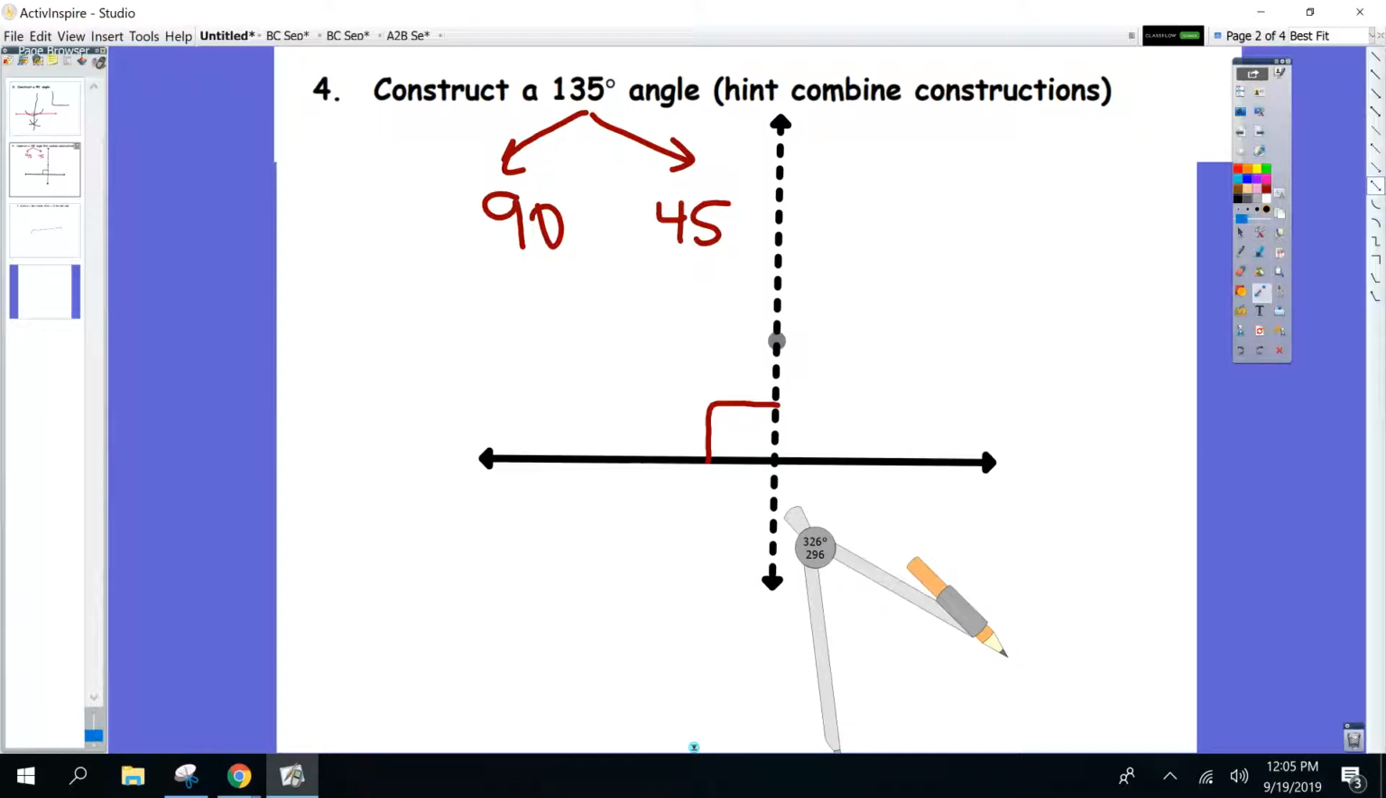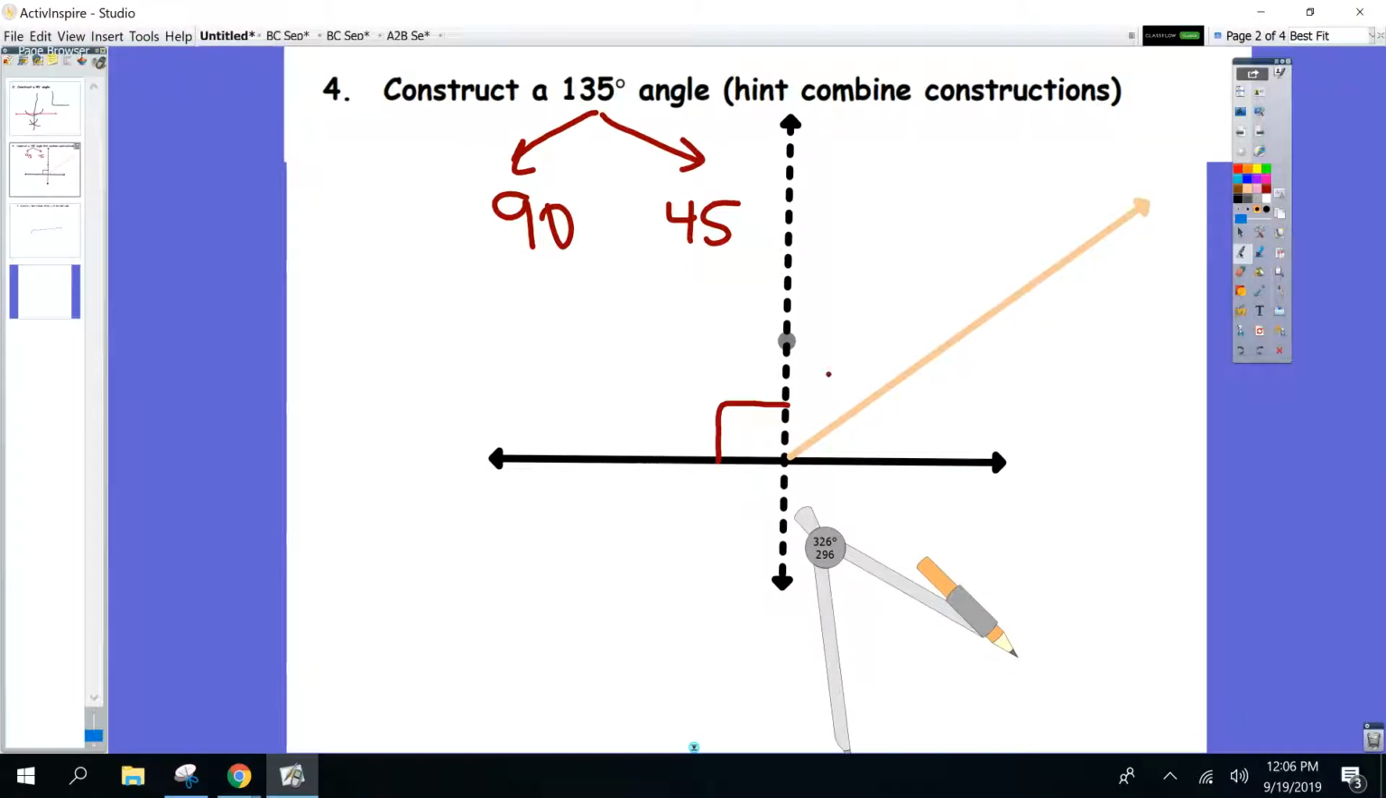So I bisect, let's say I bisect this 90-degree angle, going the other way. This 90-degree angle right here. Does everyone see the 90 and the 45 I want to add together? Okay, and then finally here is 135 degrees. Okay, so construct a 90, and if you free-handed it, that's fine. Bisect the one next to it, you got 90 and 45. All good.